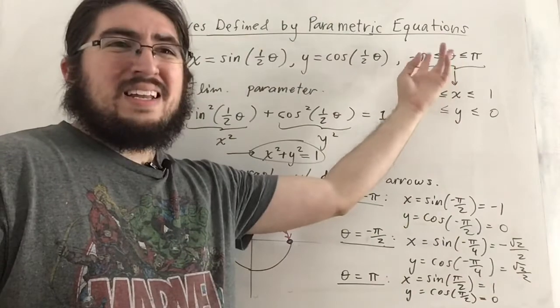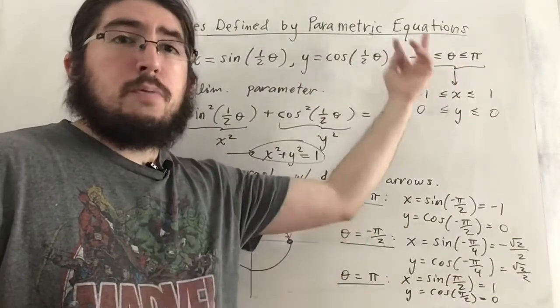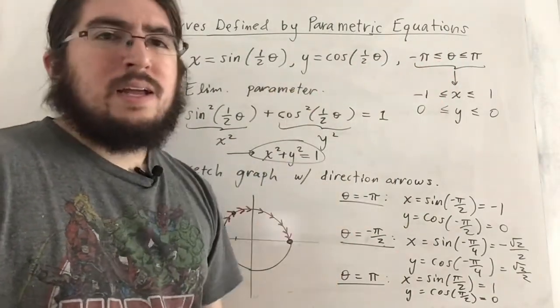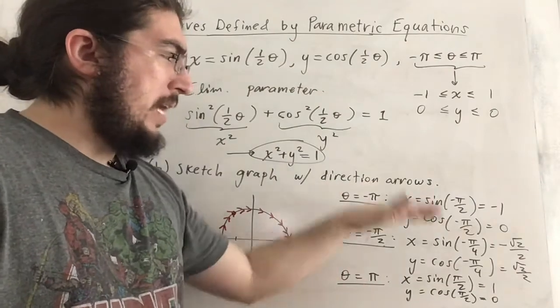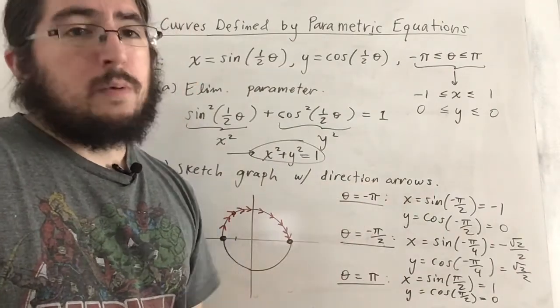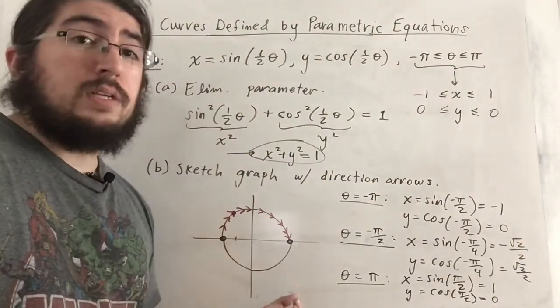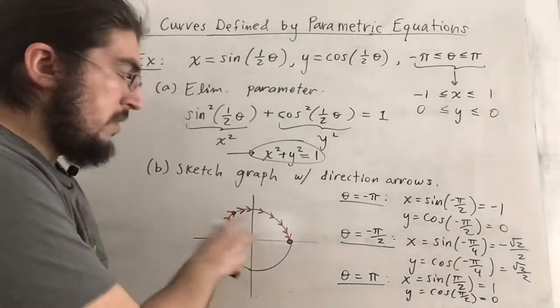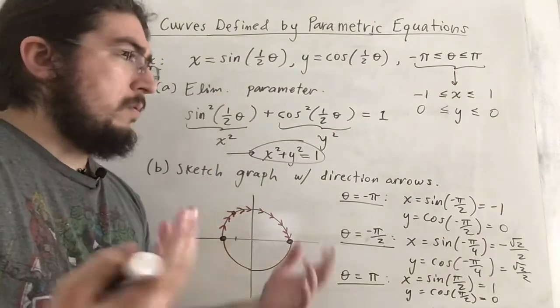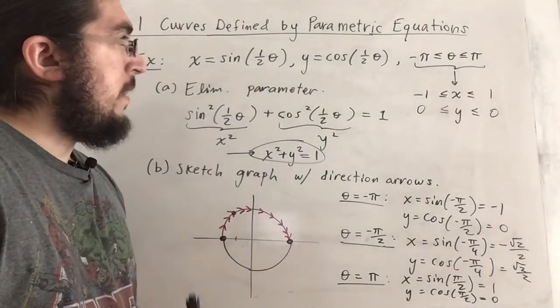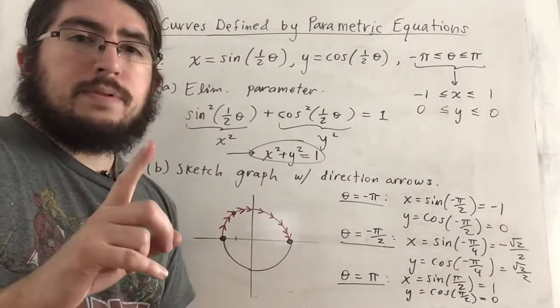So plugging in the restrictions on our parameter variable into x and y doesn't quite cut it. Sometimes we actually have to plug in points in between, and we really have no choice. But at least eliminating the parameter gives us a really good idea of what the graph looks like. Otherwise, we would just know these 3 points. We wouldn't know what it would do in between. Okay, and we're going to do one more example.